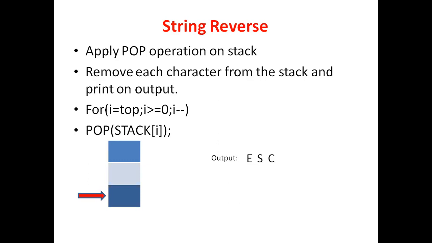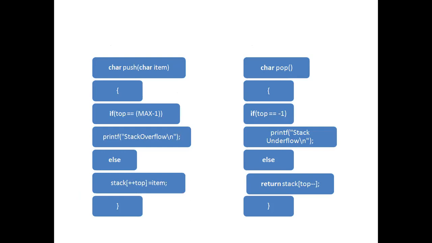So our string is initially CSE. After the pop operations, our string is ESC. If you read from E to C, this is the reverse form of CSE. Now the stack is empty. This is the code we are using to push and pop elements from the stack, that is the reverse of the string concept. Here, if you observe the push item, char item push, we check the condition for stack overflow, otherwise push our element into the stack. To pop the element, top minus minus, otherwise return st of top and top minus minus.